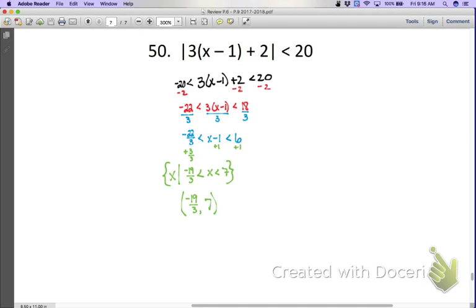So again, if it asks for it in set builder, it'll look like this. If it asks for it in interval notation, it's going to look like that.